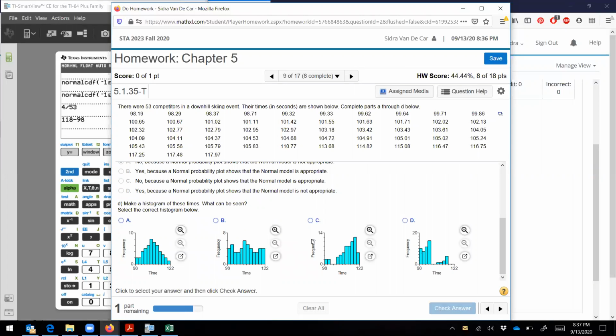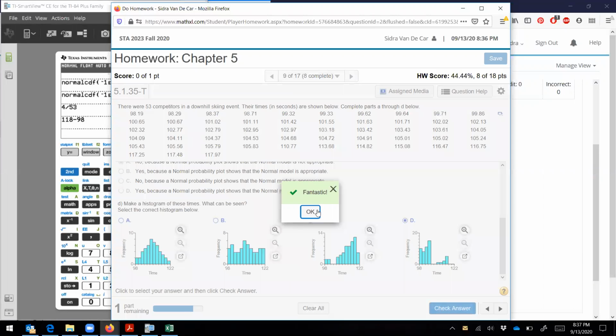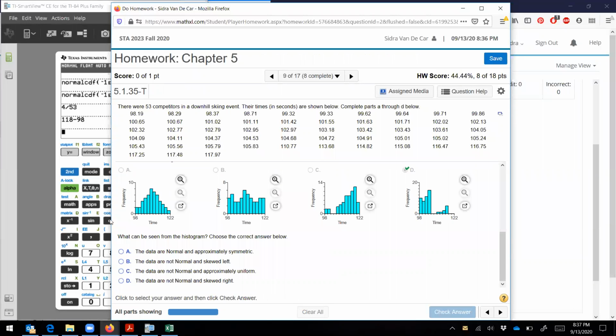Make a histogram of the times. Okay, so this is what we saw when we made that histogram. What can be seen from the histogram? So we're kind of, because of these data values over here, we're kind of skewed to the right.